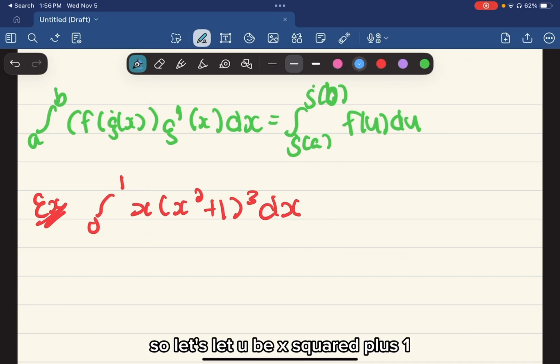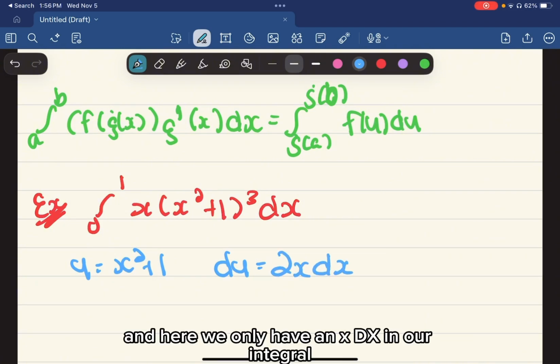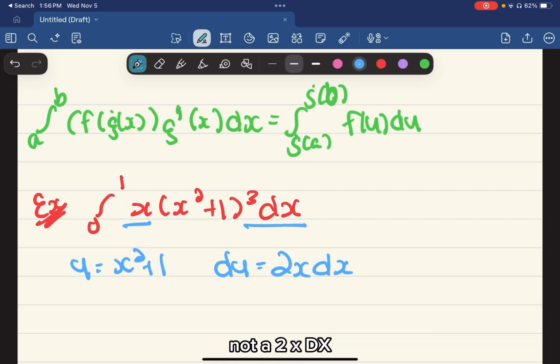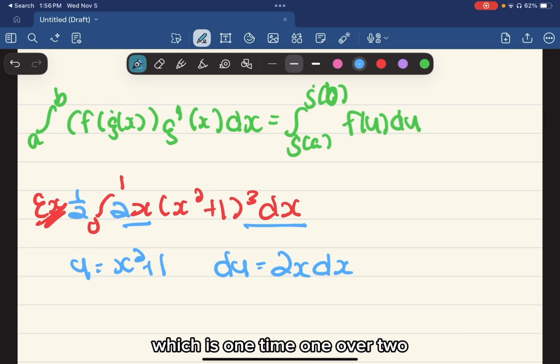So let's let u be x squared plus 1. And then du will be 2x dx. And here we only have an x dx in our integral, not a 2x dx. So I'll multiply by 2 here and then divide by 2, which is 1 over 2.